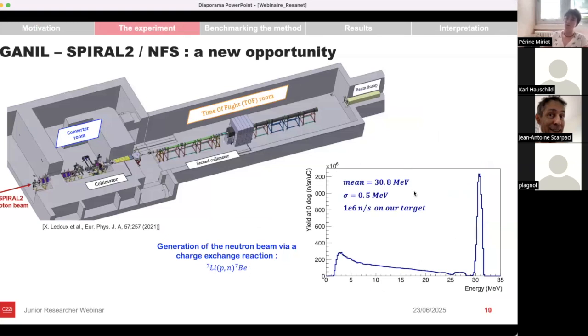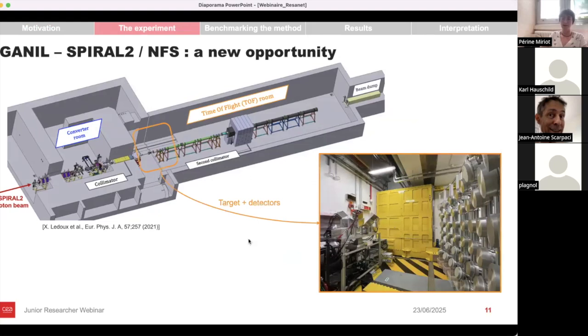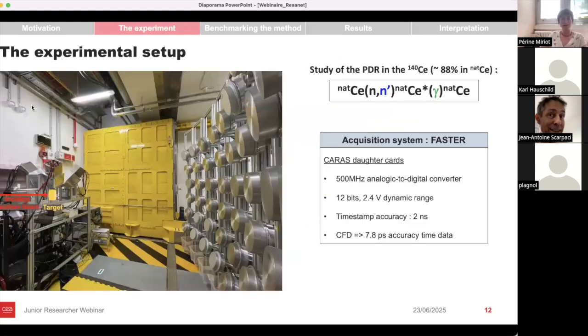And you have here the neutron beam spectrum that we measured at the beginning of the experiment, and we had a peak at 30.8 MeV. The intensity on our target was 10^6 neutrons per second. Once the neutron beam is generated, it is then sent into the time of flight room, in which we placed our targets and the detectors. You have here a picture of the experimental setup that we placed at the entrance of the time of flight room of NFS.